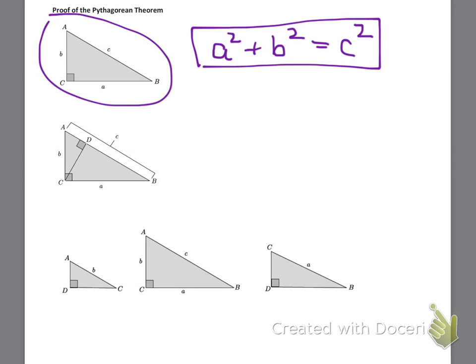So this first proof that we're going to look at, that's based on similar triangles, has us take our original triangle ABC and drop a perpendicular line to the hypotenuse from the vertex that has the right angle. Okay, so we just drop this perpendicular line in there. And so what that does is it divides the hypotenuse into two pieces, but still this whole length is C, and then we've got A and B.